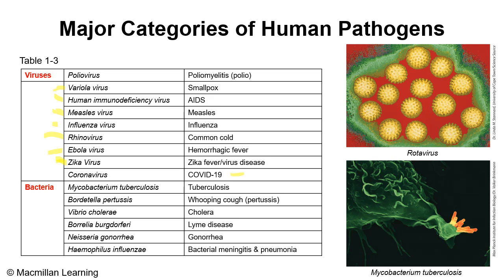And then you get bacteria. Tuberculosis, Mycobacterium tuberculosis, bad cough, right? Pertussis, whooping cough. Have you heard of a child with pertussis? Poor baby, they cough so hard, sometimes they break their bones from coughing. Okay, but there is a vaccine for that, so this is unnecessary.